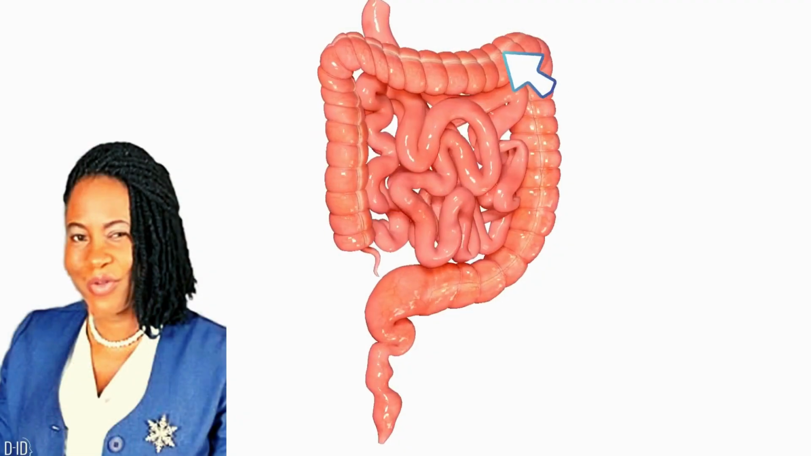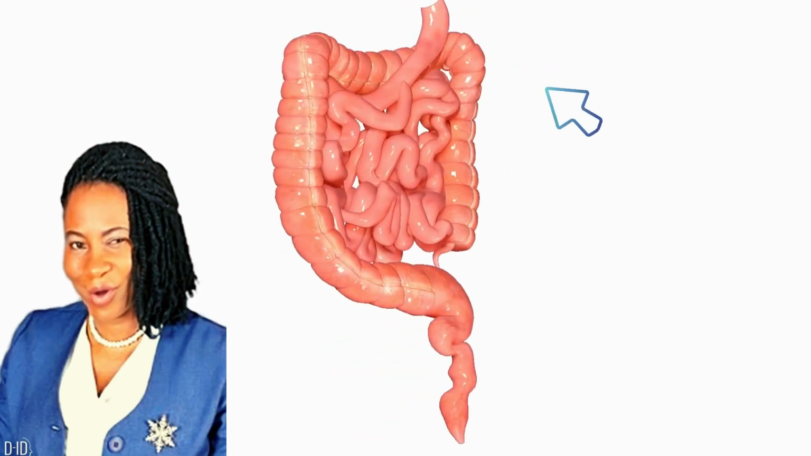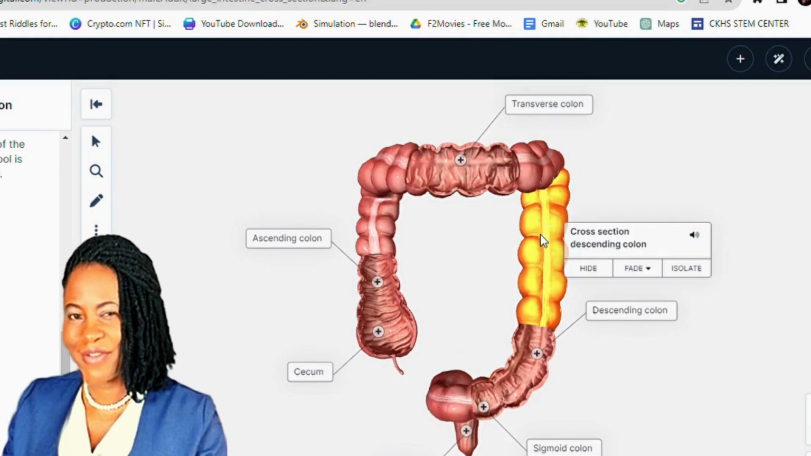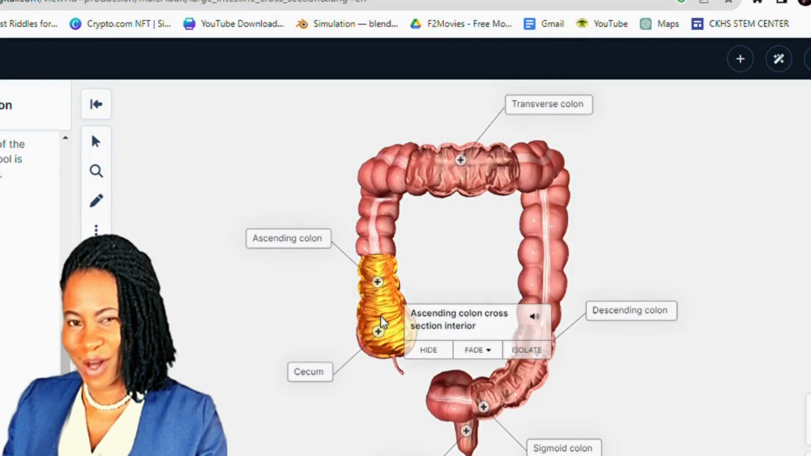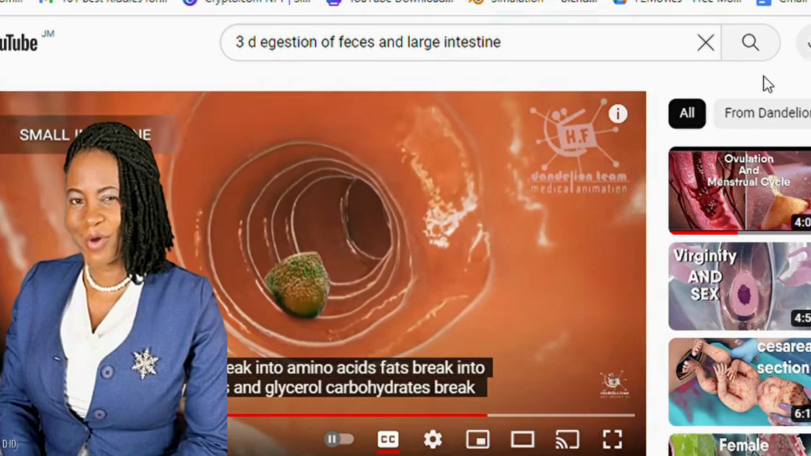Goodbye. Hello students, I am Mrs. Collins. Let's explore the colon. The large intestine consists of the colon, cecum, rectum, and anus. A chief function of the colon is absorption.